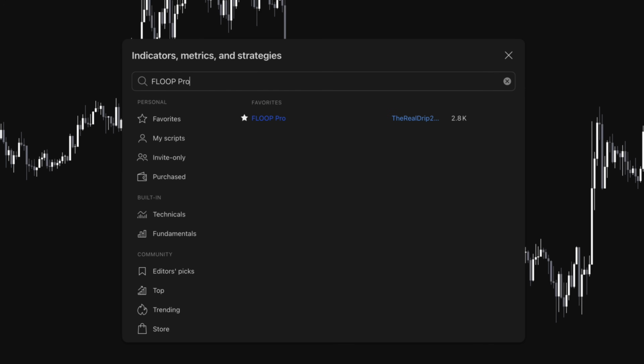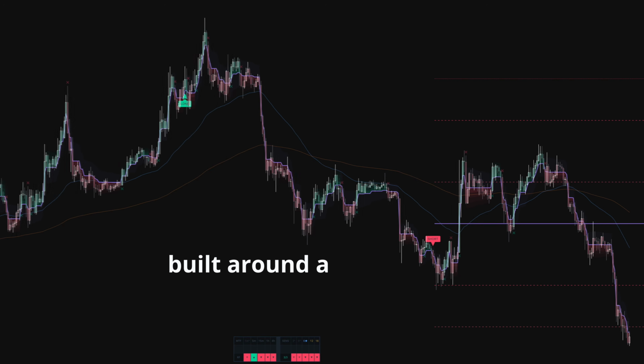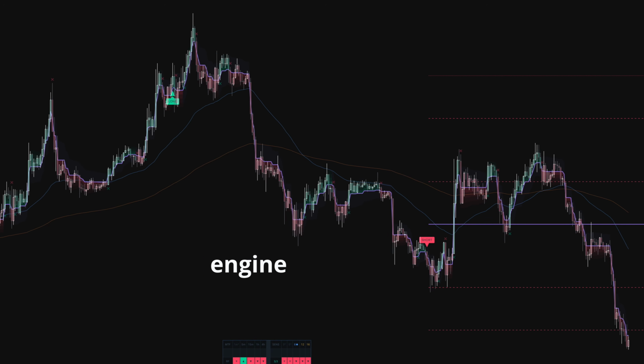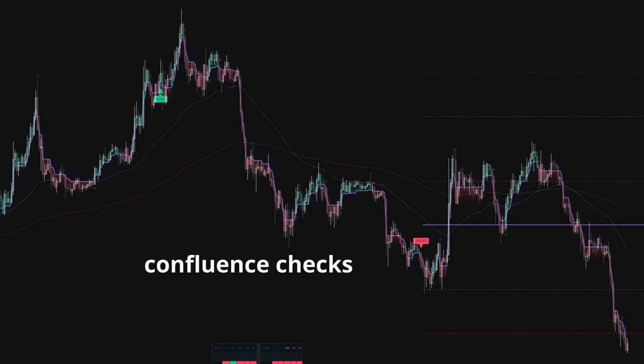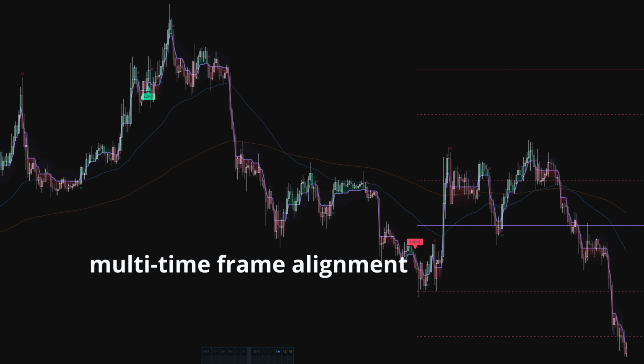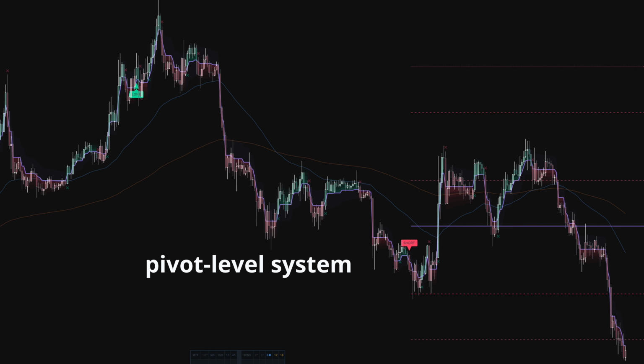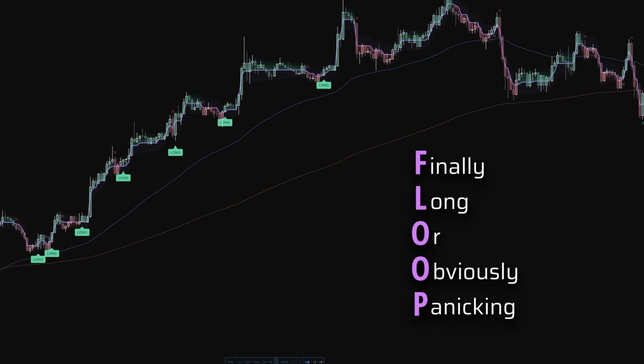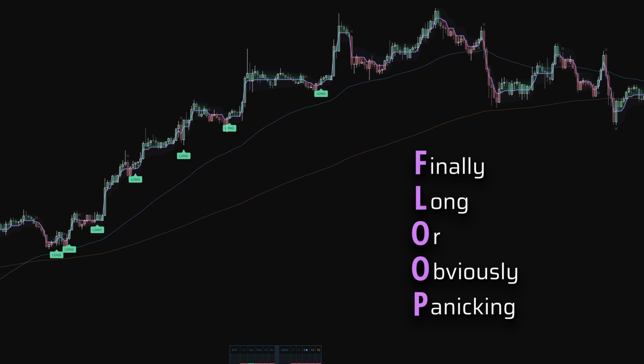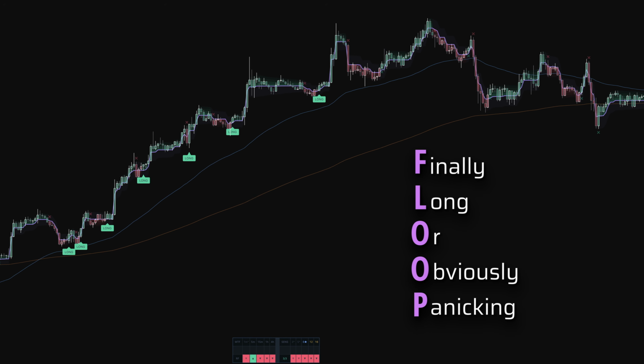FLOOP Pro, created by the Real Drip to Rip, is a trend-following signal indicator built around a range filter as its core detection engine, layered with multiple confluence checks, multi-time frame alignment, and an optional pivot level system. The name stands for finally long or obviously panicking, which at least tells you something about the intended audience.